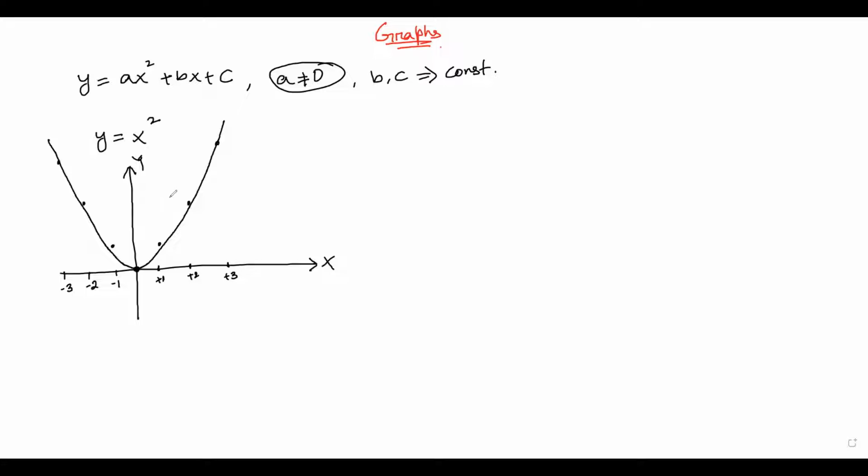Also, we can notice here that the value of y is non-negative and the minimum value of y is 0, since the value of x square will never be negative and it will always give us a positive value.